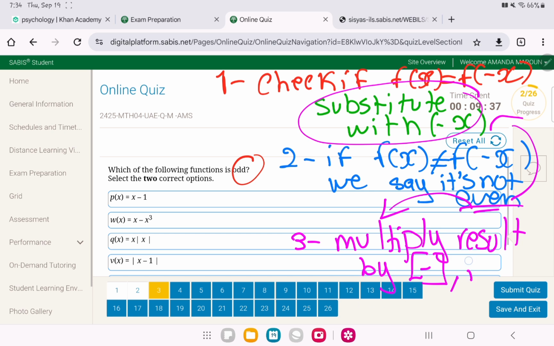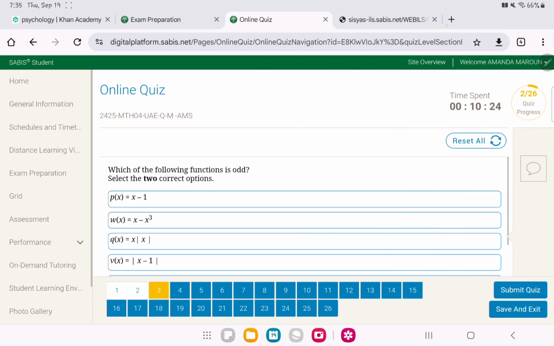And if you multiplied with minus and it's equal to f(x), then it is odd. So let me recap one more time in a clear way.